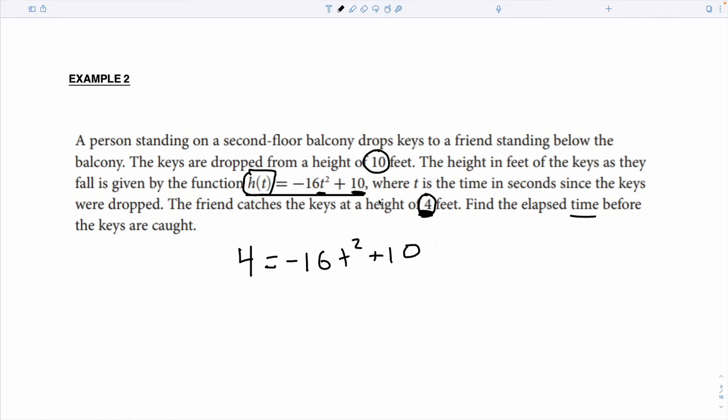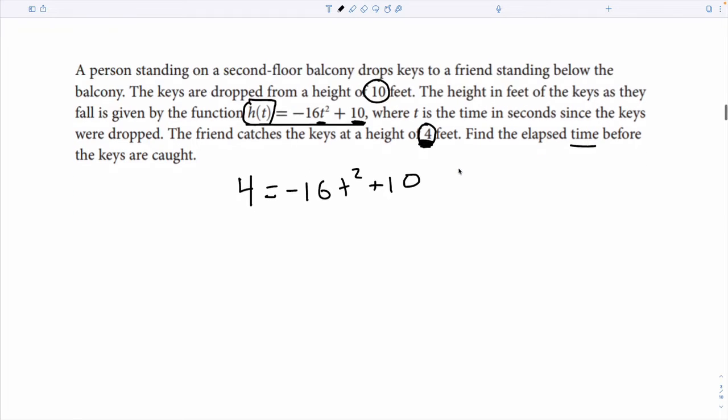Do you guys remember doing the ground problems where every time the height was 0 because it just hit the ground? The one case where it wouldn't be 0, Elliot, is if they tell you someone caught it. And this catch happens at 4 feet, so there's your 4. Let's solve this thing to find t.